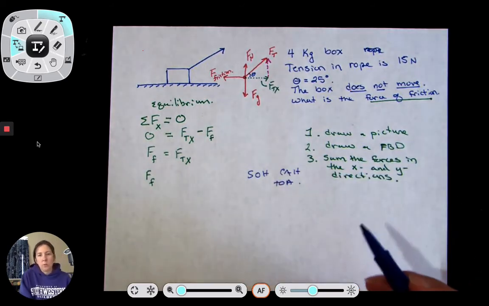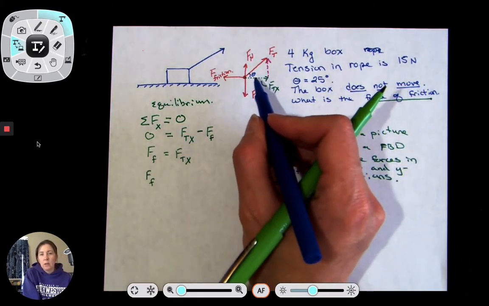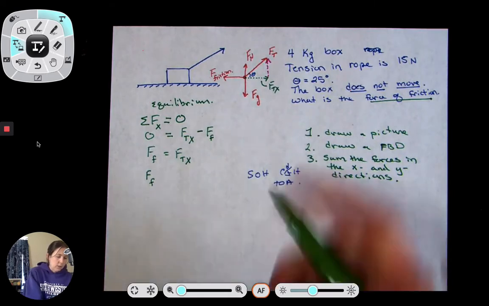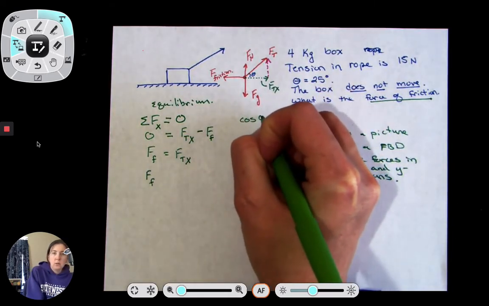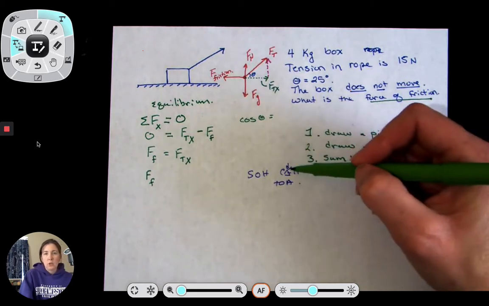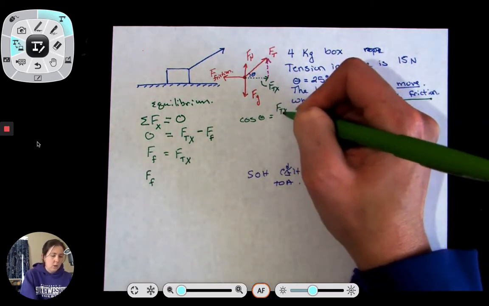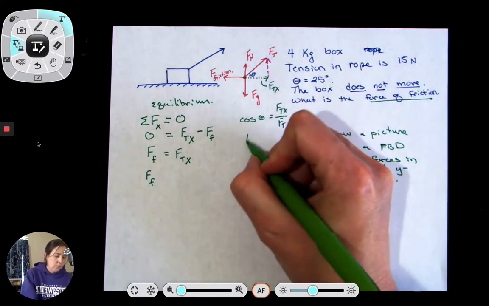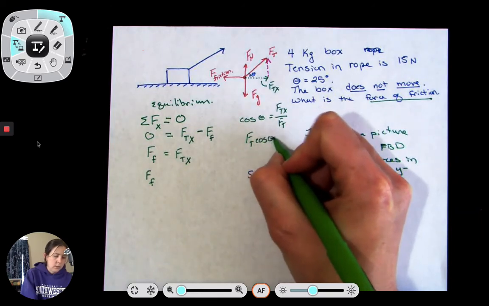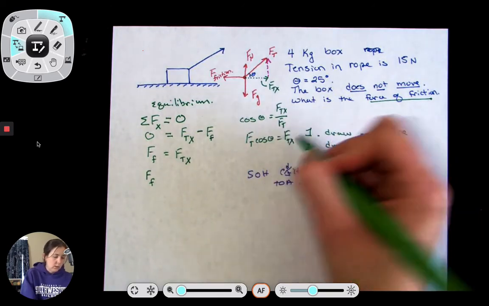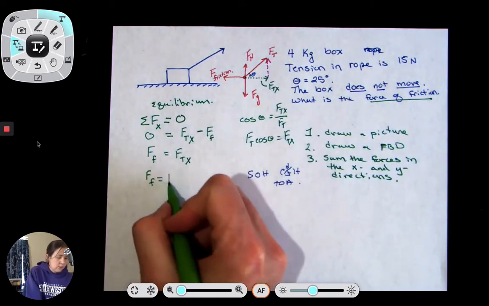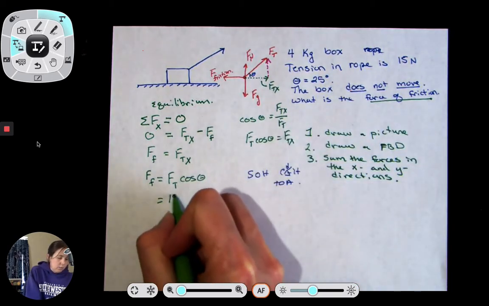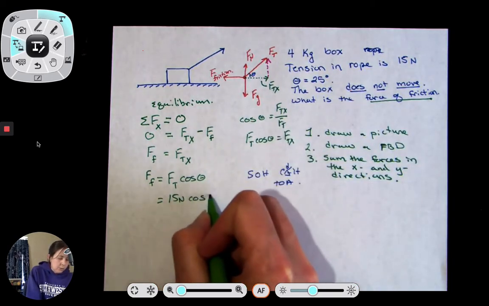Just because I have trouble remembering, I'm looking at the adjacent side. Adjacent means cosine. So I take the cosine of my angle, and that's going to be equal to the adjacent, F_T x, over the hypotenuse, which is my overall force of tension. So that gives me the force of tension times the cosine of theta is the force of tension in the x direction. So the force of friction is just the force of tension times the cosine of theta, or 15 newtons times the cosine of 25 degrees.